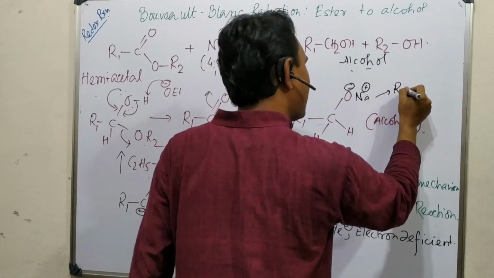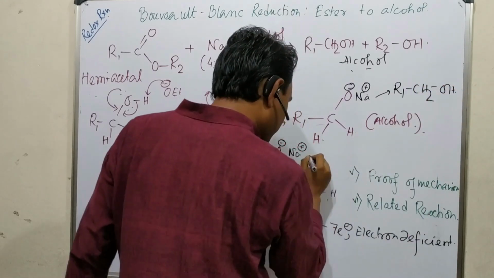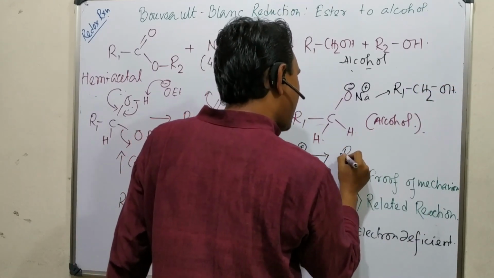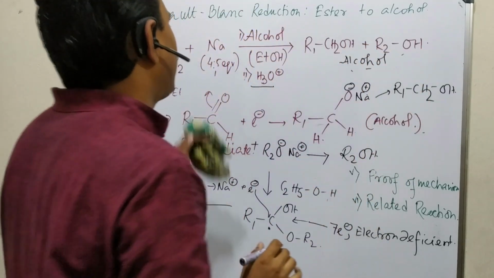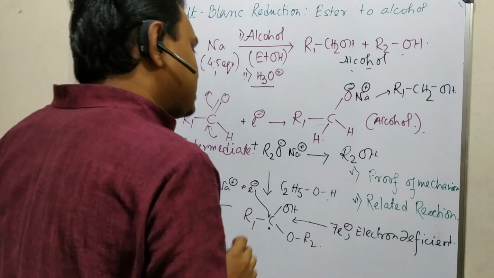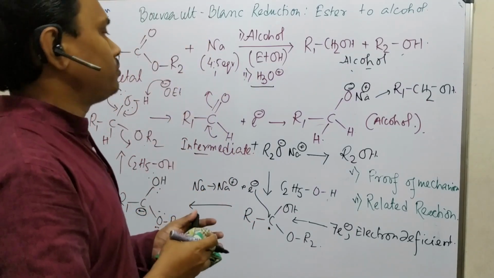What do I mean? This R1CH2OH, and from here what will it produce? R2OH. Okay, see, this is done. Now, fine. We have discussed the mechanism. Now our time is to discuss the proof of the mechanism.